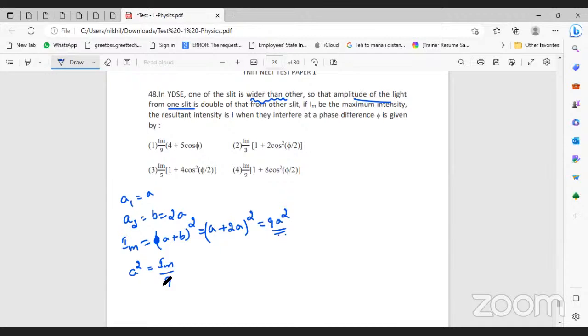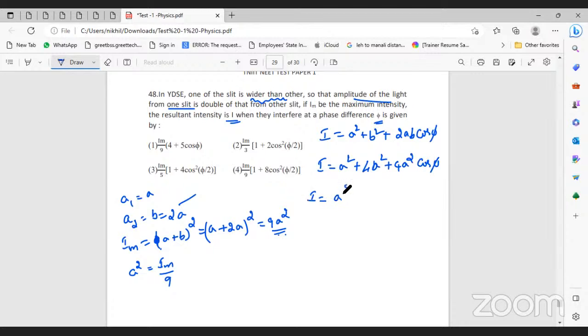But they are not asking you to find this amplitude. They're asking you to find the resultant intensity I now. Resultant intensity I for the phase phi. What's the formula for the resultant intensity? A square plus B square plus 2AB into cos phi. B is nothing but 2 times of A. So 2A whole square value will be 4A squared. 2A into 2A, that is 4A squared into cos phi.